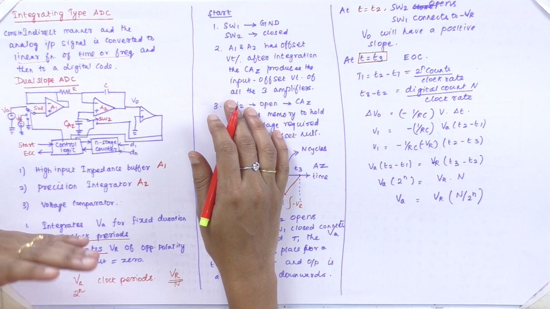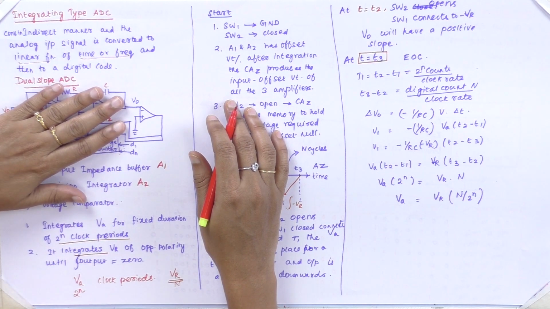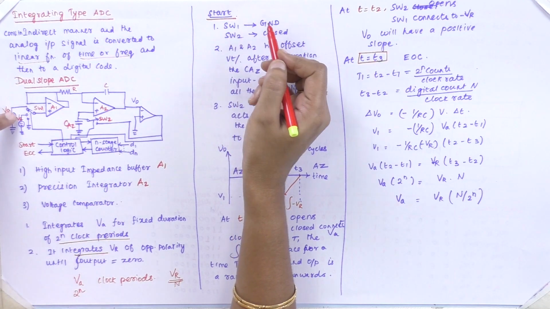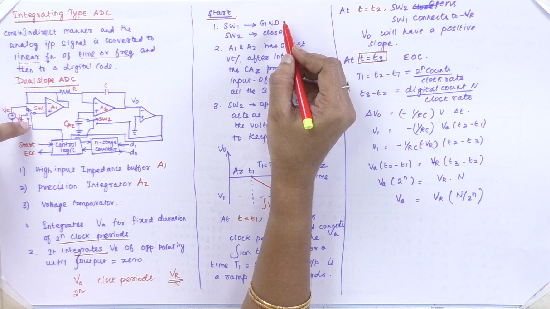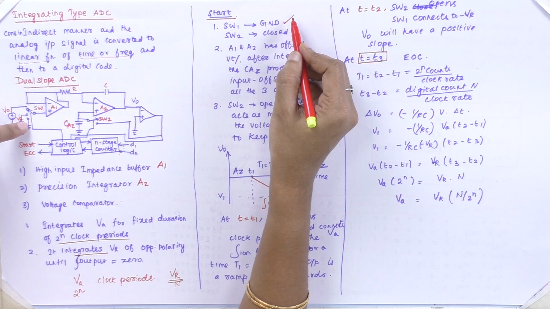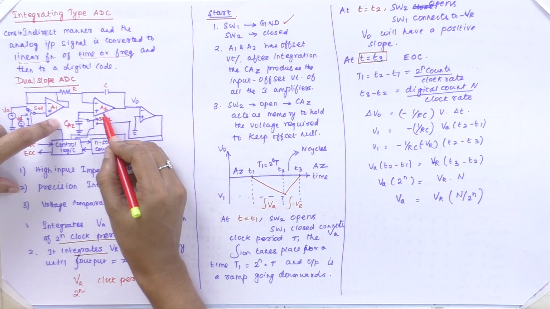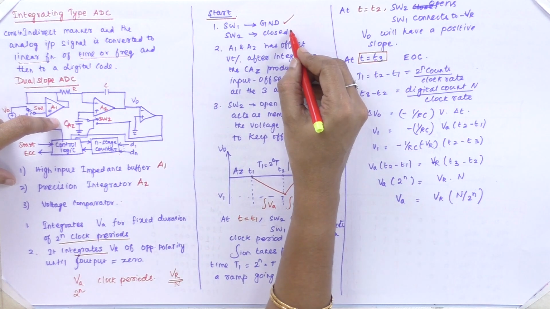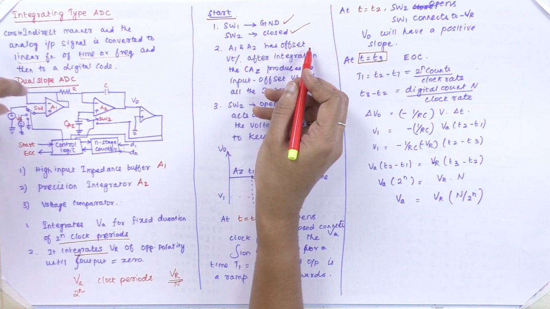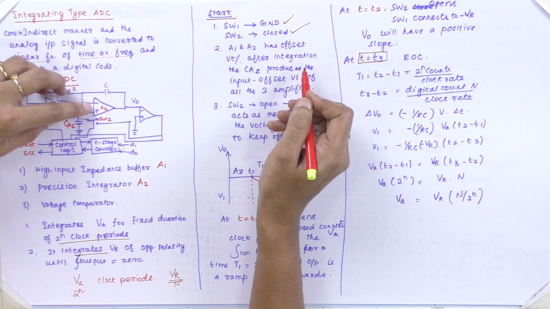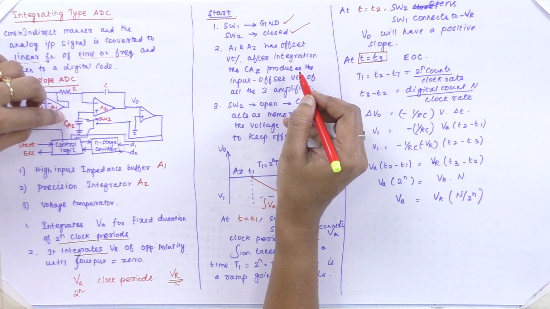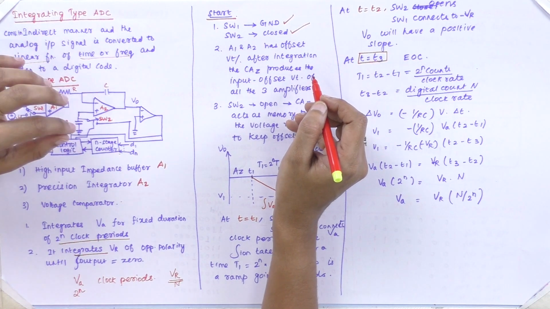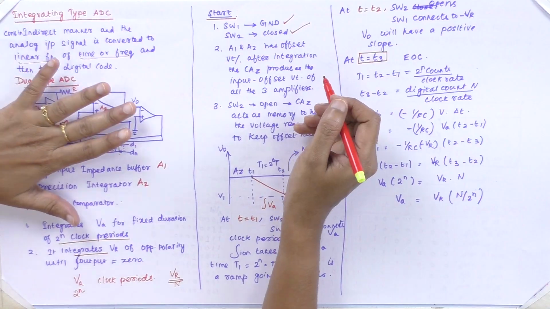First, every time we have to trigger the circuit, so we use a start command. Once you use the start command, switch SW1 is grounded. In that condition, SW2 is closed. When it closes, A1 and A2 have an offset voltage after integration. CAG is nothing but the capacitor with auto zero correction. It stores the input offset voltage of all three amplifiers.